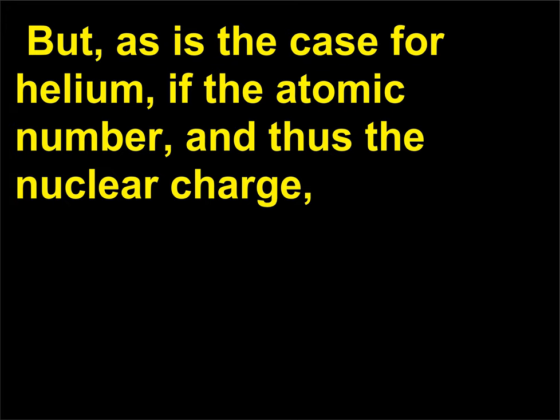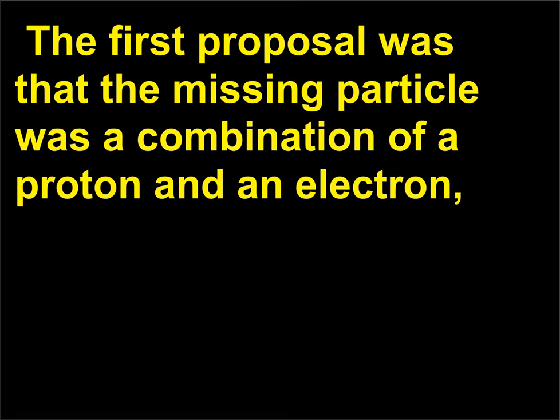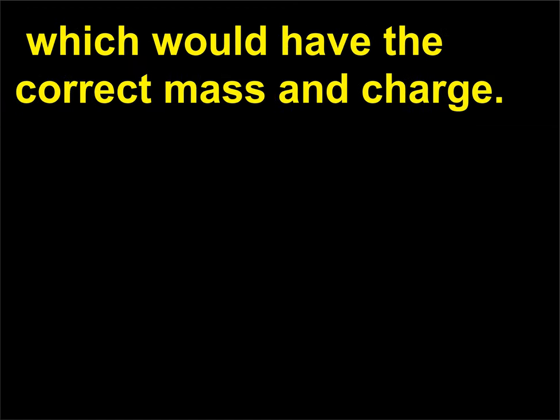But, as is the case for helium, if the atomic number, and thus the nuclear charge, was about half the atomic mass number, what made up the additional mass of the nucleus? The first proposal was that the missing particle was a combination of a proton and an electron, which would have the correct mass and charge.